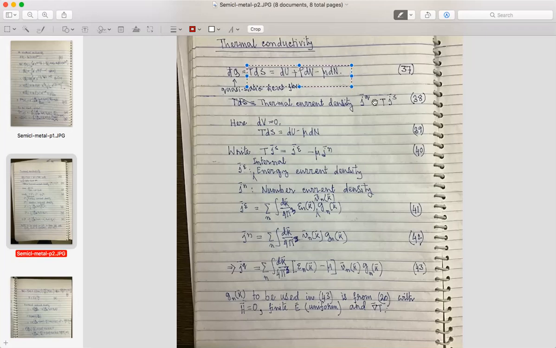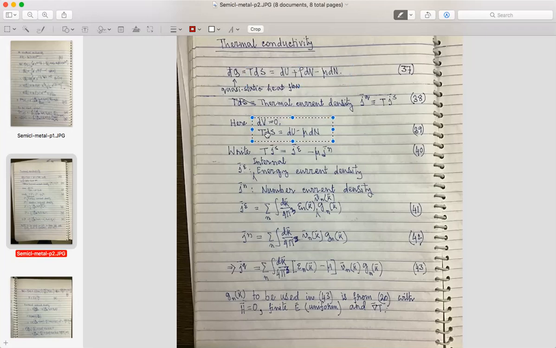And then JQ is the heat current. Okay, the heat energy flowing would be related to the entropy current, called that JS. So JQ is the same as T JS, where JQ is the heat current and JS is the entropy current. dV is zero, so we simply have T dS equal to dU minus mu dN here. So, as I said, we relate these to the currents.